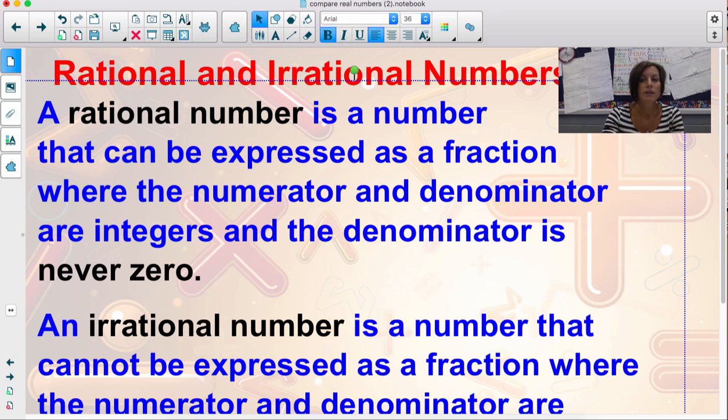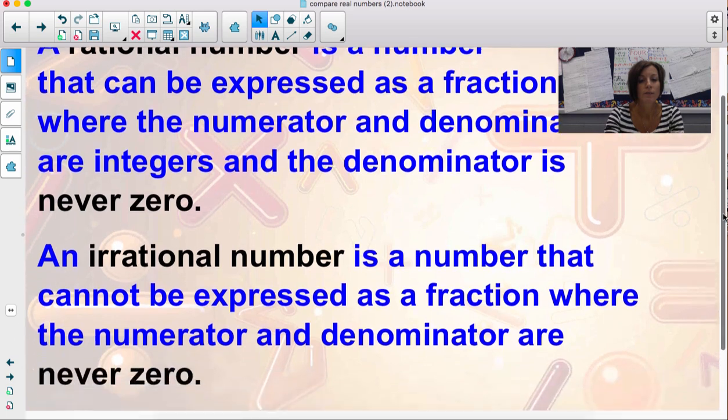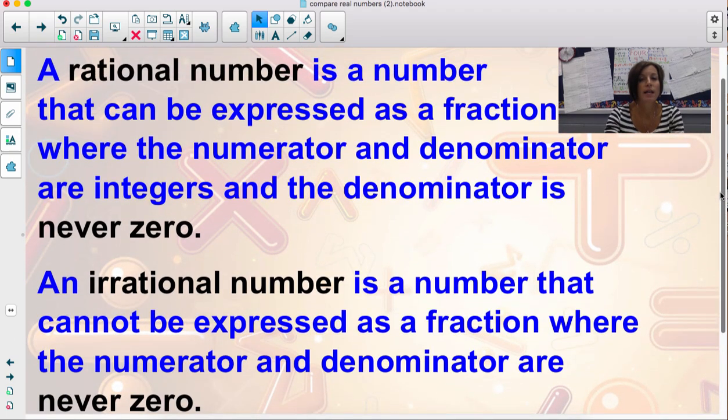A rational number, like we talked about last week, is a number that can be expressed as a fraction where the numerator and the denominator are integers and the denominator is never zero. So that's our terminating decimals, our repeating decimals, our whole numbers, our integers. An irrational number, and we talked about this being pi, is a number that cannot be expressed as a fraction. So it's a decimal that goes on and on, just like pi. It never ends and it never repeats. So that's kind of easy to remember, the difference between a rational number and an irrational number.